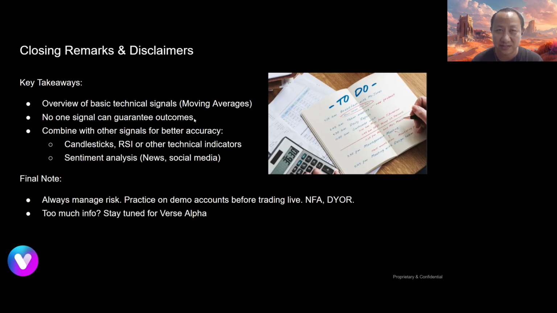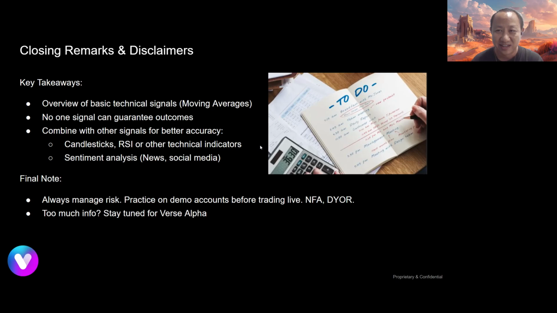Usually, traders combine multiple signals together. For example, candlesticks, RSI, and other technical indicators. Sometimes they could combine sentiment analysis tools, sentiment from news and social media, and that paints a more complete picture about what the market sentiment is.